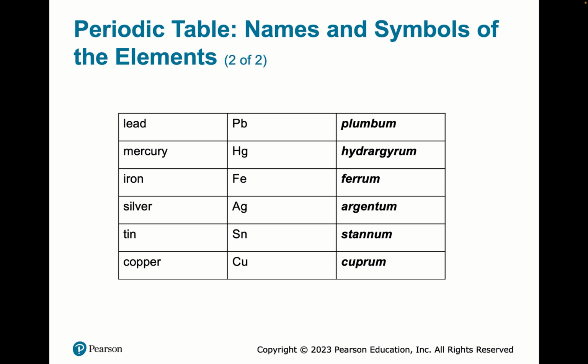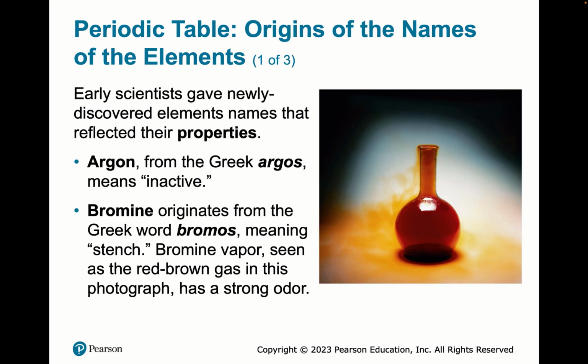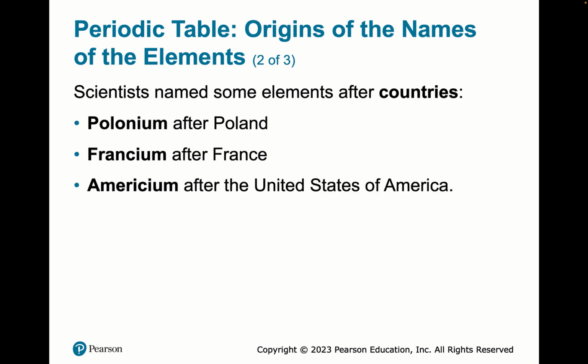And this is not true for all languages. Iron is vas, for instance, in Hungarian. And gold is jin in Chinese. So there's not necessarily anything that's similar for all the languages, although we do have the periodic table in common. Greek is another one. So argon from argos, meaning inactive, and bromos, meaning smelly. That's because bromine does smell pretty bad. It's a very pungent smell. All the halogens smell very pungent. Halogens is the name of the group we'll talk about later.